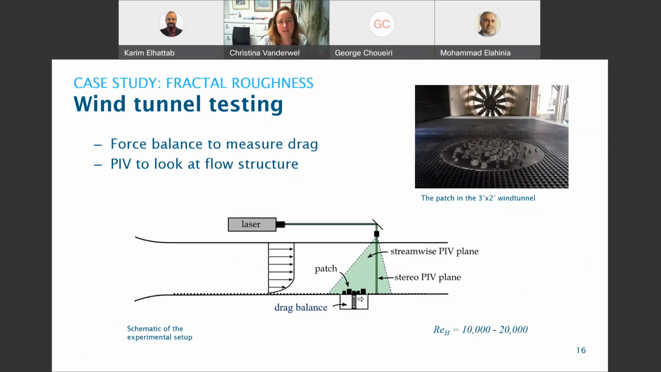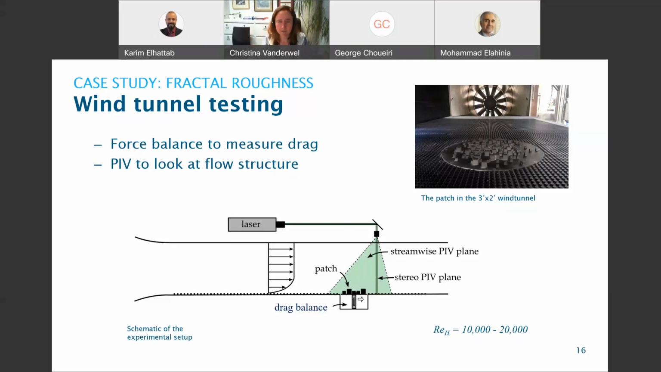And in addition to the drag balance, we also did PIV. So in this setup, the laser was positioned above the wind tunnel, and it was shot through a window at the top of the wind tunnel. In one experiment, it turned into a streamwise plane that highlighted the streamwise vertical plane of the flow in the center of the patch. And in another experiment, it was turned 90 degrees, and it highlighted the cross section of the wake behind the patch. And so there were 2 PIV experiments to capture the velocity fields in those 2 planes.